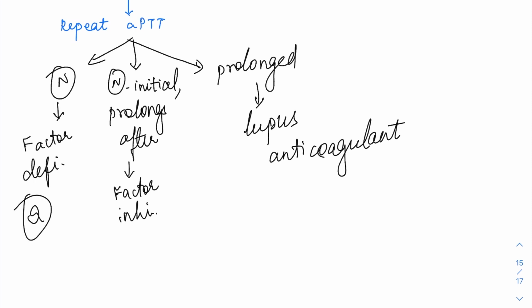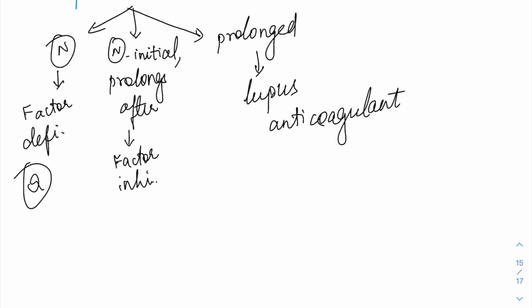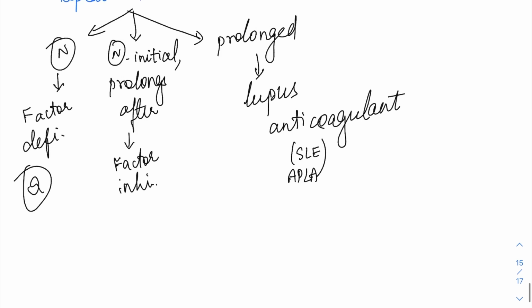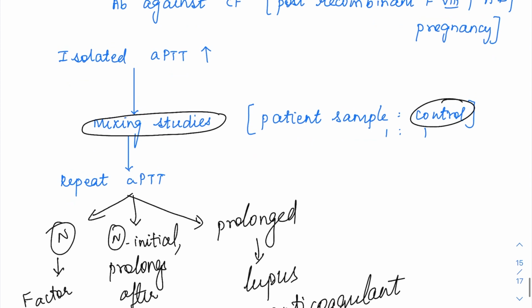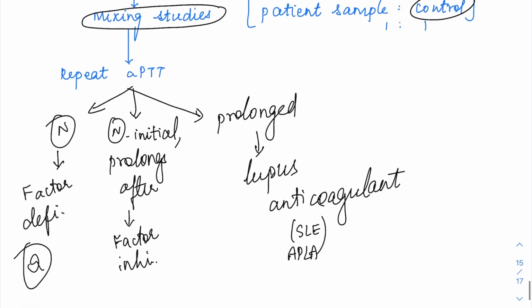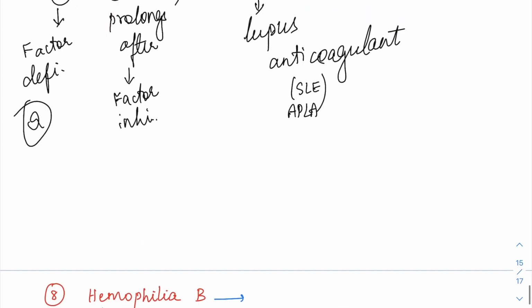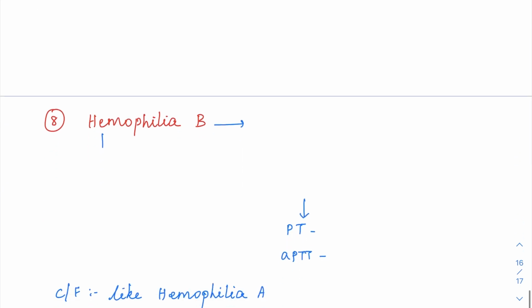After mixing studies, if it normalizes, it is a clotting factor deficiency. If it initially normalizes and later on prolongs, it is a factor inhibitor. While if it is prolonged initially and remains prolonged after incubation also, there is a lupus anticoagulant, like in SLE, right? Lupus anticoagulant in APLA, antiphospholipid antibody syndrome. So in these conditions, you are going to have this lupus anticoagulant. It is an autoimmune autoantibody itself, so this is going to act against this factor continuously. So now we have seen that.